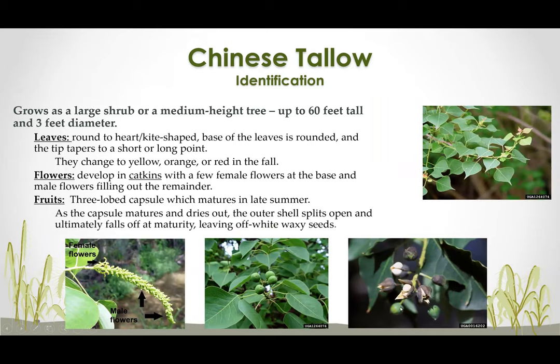These white waxy seeds are covered in outer shells, and all of these seeds and shell covers have a lot of tannins in them. And when they drop into the water or into the ground around them, they start making the soil more acidic, more ideal for the tallow to persist and kind of edge out all the native trees. So that's why once you start noticing Chinese tallow, you'll start noticing Chinese tallow everywhere.